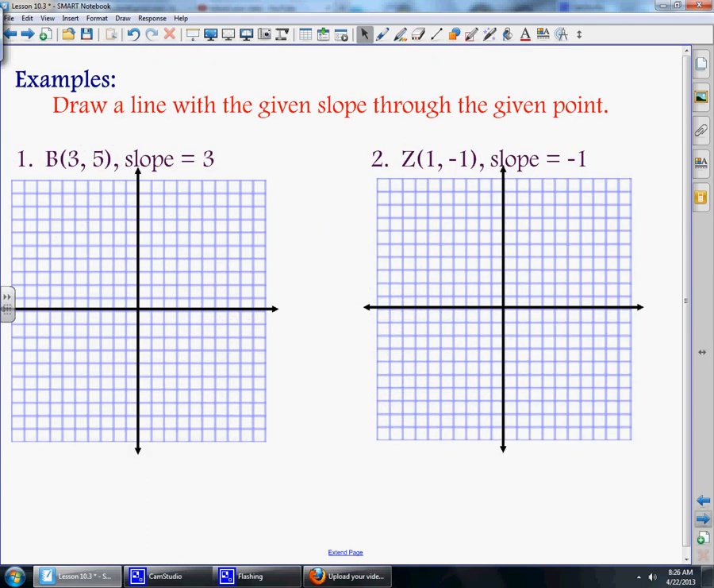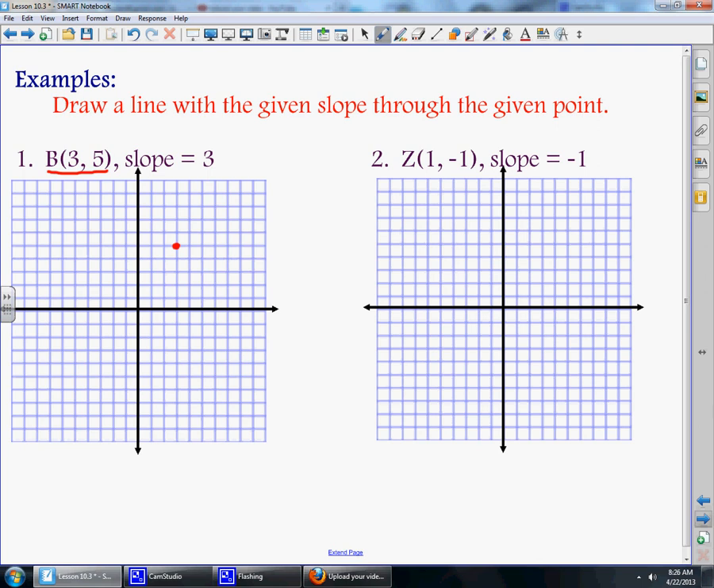Let's try the last 2. If you want to pause the video and try these on your own, that would be great. So first we're going to graph a point B, (3, 5). So we start at 0, we move 1, 2, 3 to the right, and 1, 2, 3, 4, 5 up. There's our point. We're going to use the slope of 3.